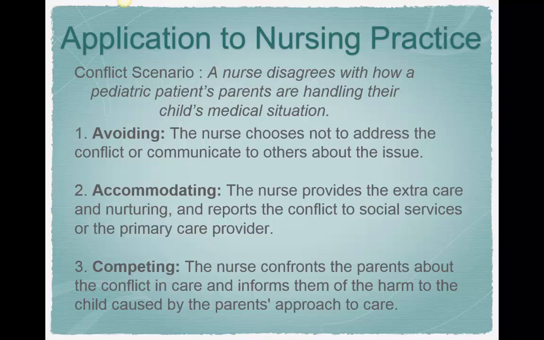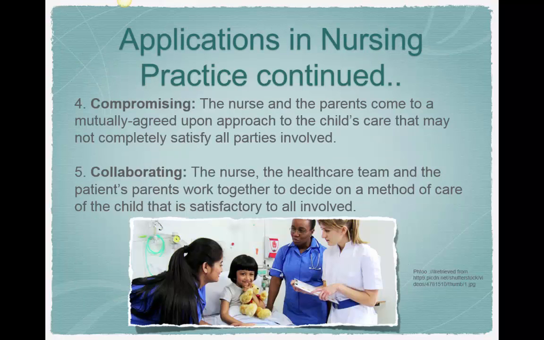Compromising would be where the nurse and the parents come to a mutually agreed upon approach, but it may not completely satisfy all the parties involved. For example, if the parents have a holistic approach to care, they might not like the idea of a nighttime tube feeding. They may prefer to just give highly nutritious food by mouth and not provide the tube feedings. Or they may not have the ability to perform the chest physical therapy at home.